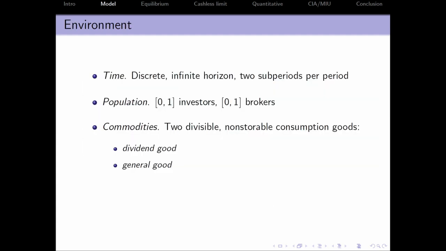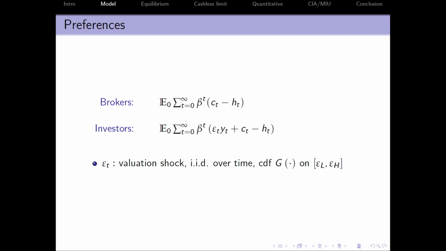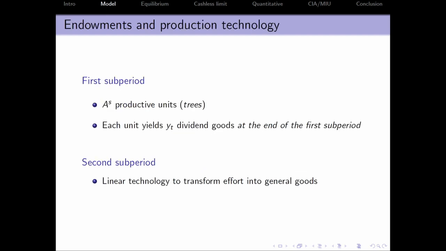Okay, so there's going to be two types of goods. This dividend good, which is the motive for retrading the equity, and the general good, that's the good that's traded in the second stage. Preferences: everybody has linear preferences, so brokers are not very interesting. That's consumption of the general good in the second stage. That's labor supply in the second stage. That's the same for investors, except investors also value the dividend. And the epsilon is this idiosyncratic valuation shock that makes them want to buy more or less equity at the beginning of the period. That's IID over time.